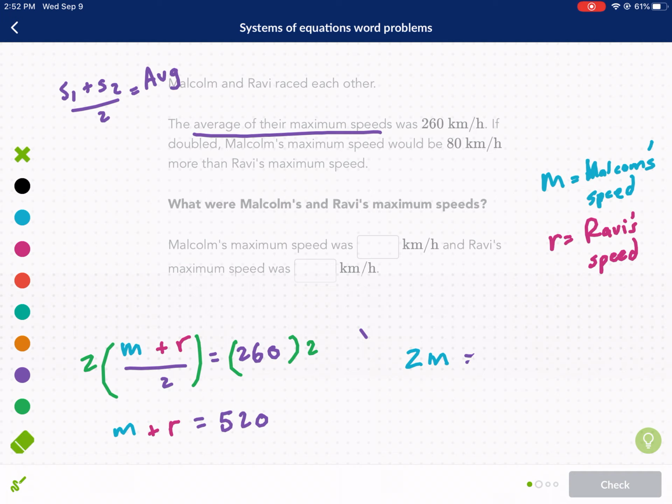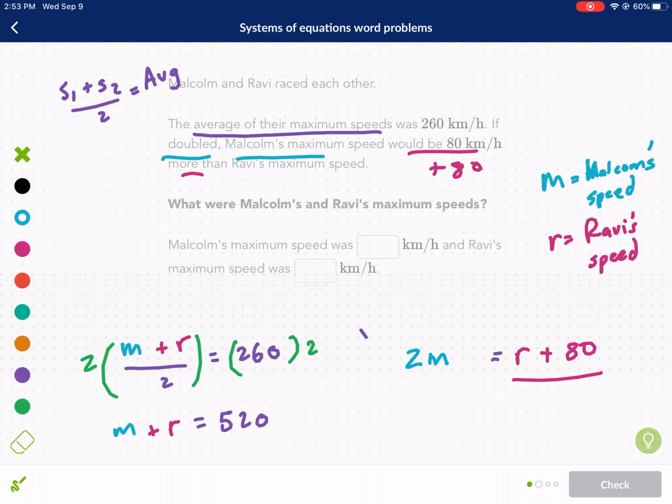So we're actually going to give some space. These can kind of trip some people up. Anytime you say 80 more, some people get a little confused. So here's Ravi's maximum speed. If we double Malcolm's speed, we still have to add 80 to Ravi's speed to equal double of Malcolm's speed. Okay, so again, 80 more, that's plus 80 than Ravi's speed. 80 more than Ravi's speed is written like this. Double Malcolm's speed is written like that.